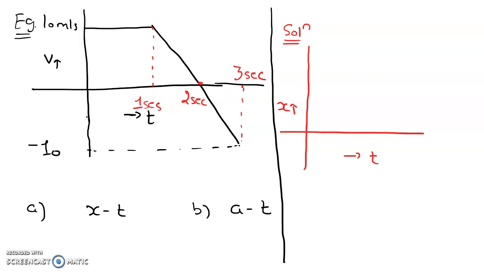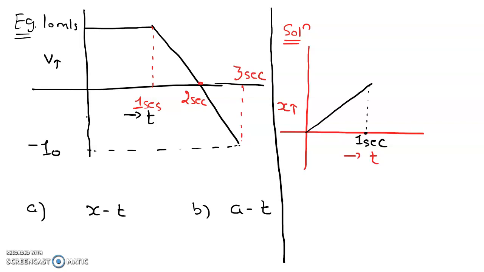So what is the question? Velocity is constant first of all. So if the velocity is constant, x versus t would be a straight line. And velocity is positive, so it would be like this only, a straight line till 1 second. So I can say that this is 1 second. Now velocity is decreasing, so x versus t would be a parabola.